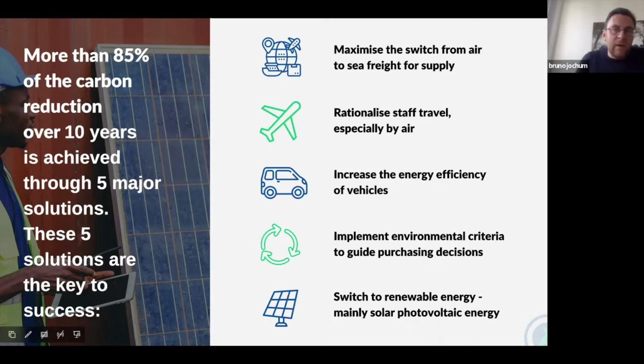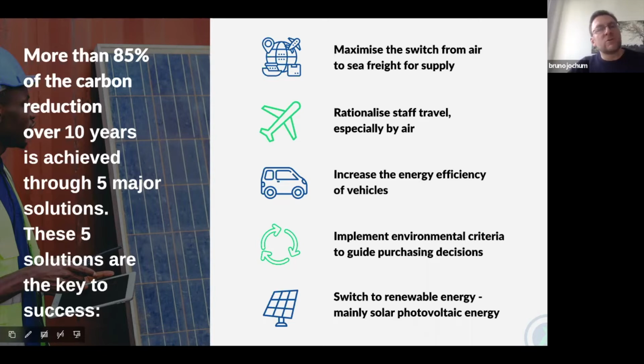So in the case of Alima, as an emergency medical organization, 5 solutions. Well, switching radically the air freight to maritime freight for supplies, much more than they were doing until now. It's also rationalizing staff travel, not a surprise, especially by air, but it's not only by air, it's also by road. It's increasing the energy efficiency of vehicles, whether it's linked to weight, engines, fuels, etc. But there's a clear lever on this side.